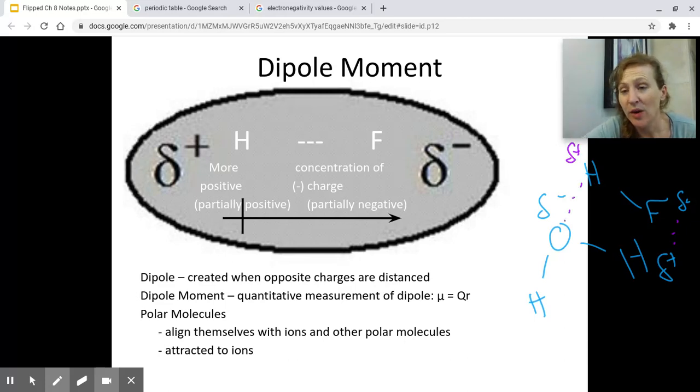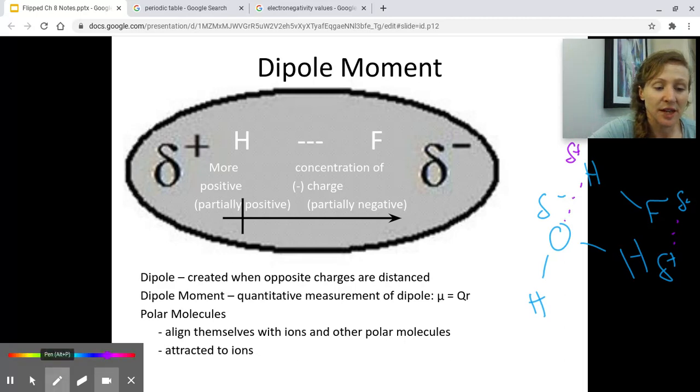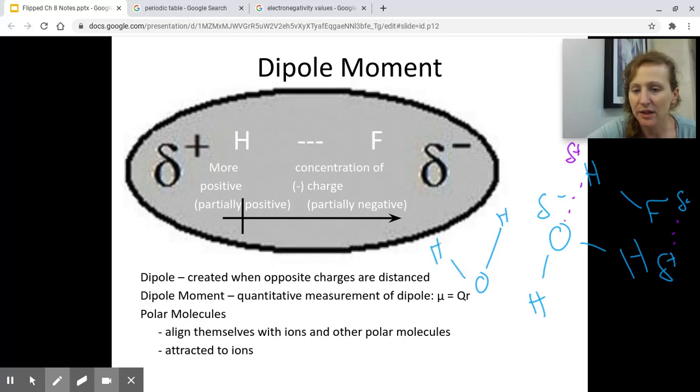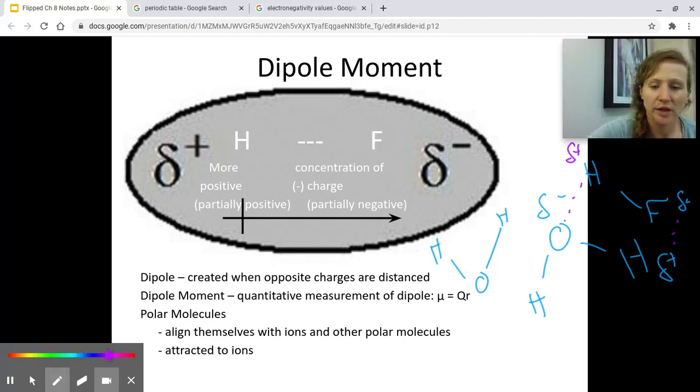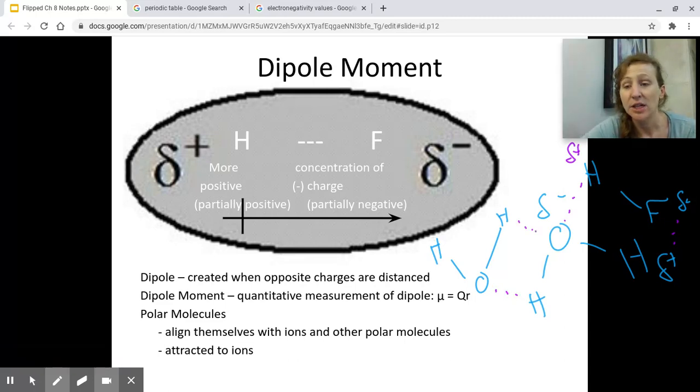We can also have the molecules attracted to themselves. We could put water molecules in with other water molecules, and they would line up something like this, with the hydrogen of one being attracted to the oxygen of the other. Okay, so if you are given a molecule, you should be able to think about the electronegativity and draw dipole moments over the bonds.